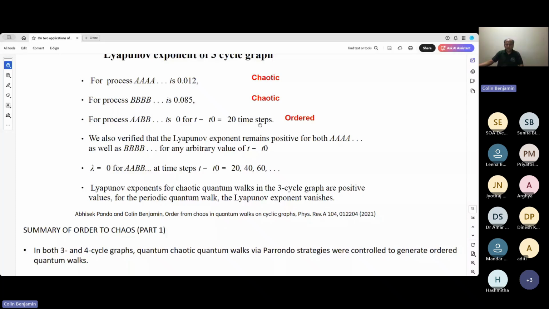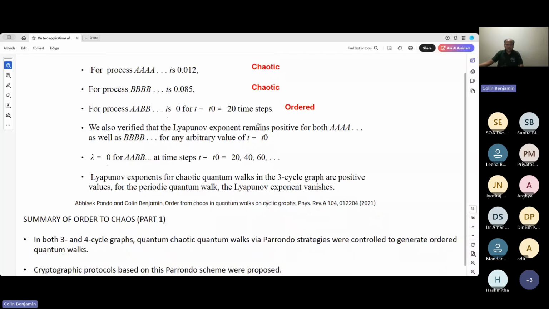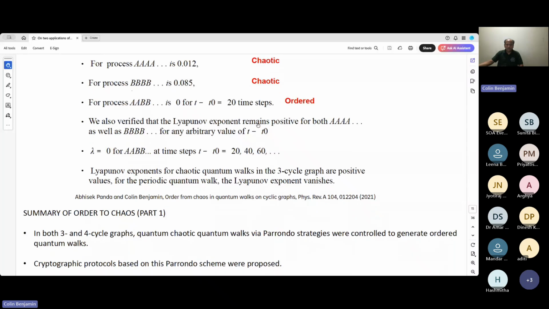So in both 3 and 4-cycle graphs, in the paper we have shown, quantum chaotic walks via Parrondo strategies were controlled to generate ordered quantum walks. And then in the same paper, with the student Abhishek, we showed that we can formulate some cryptographic protocols based on this Parrondo scheme. I will expound on this when I go to part 2 of my talk.